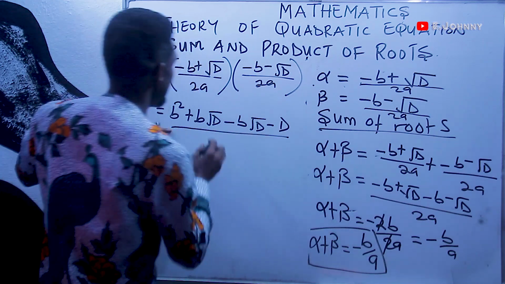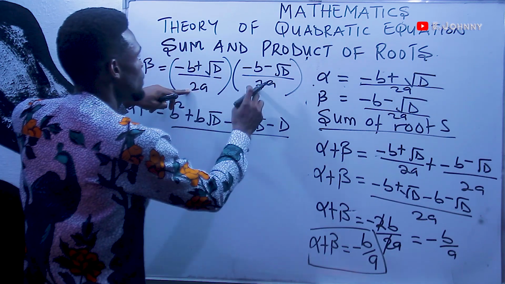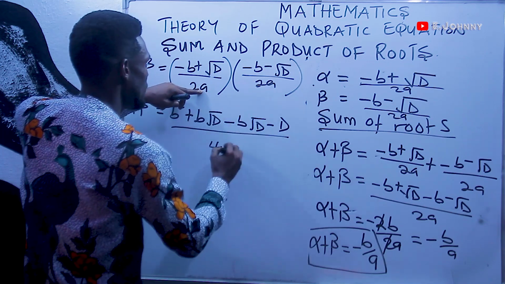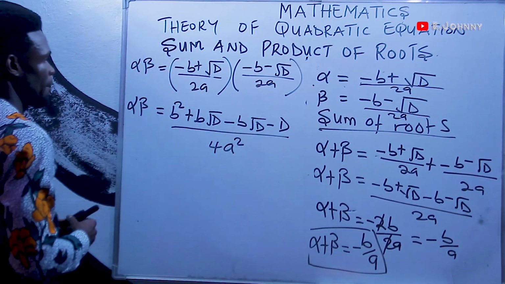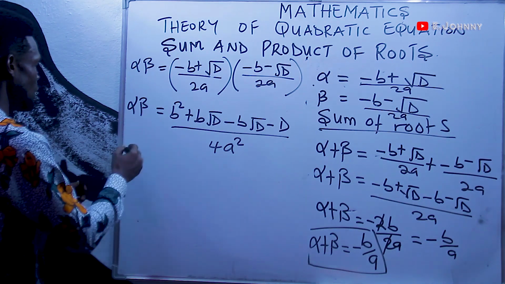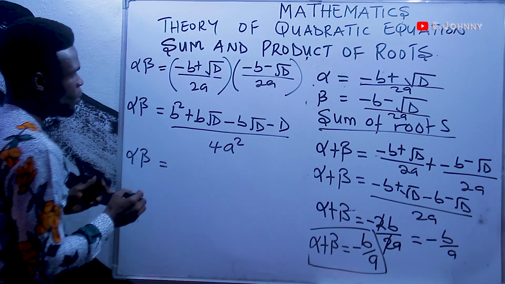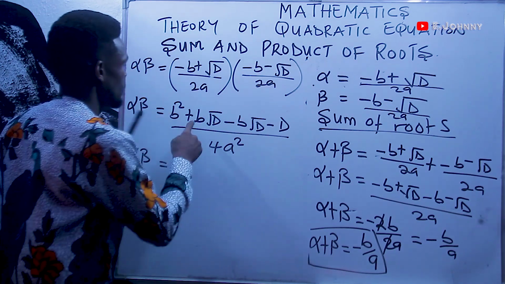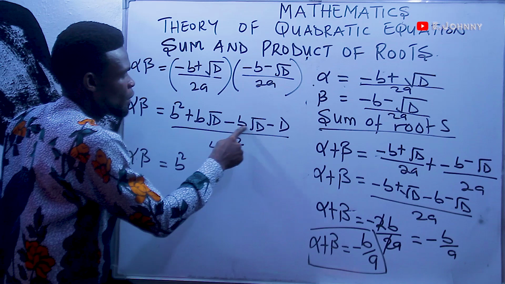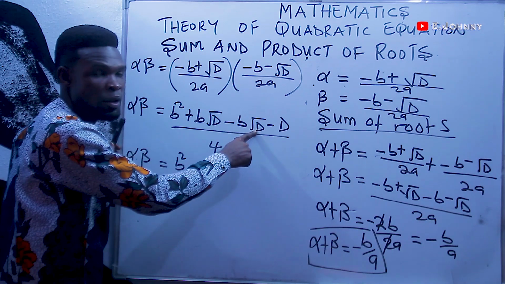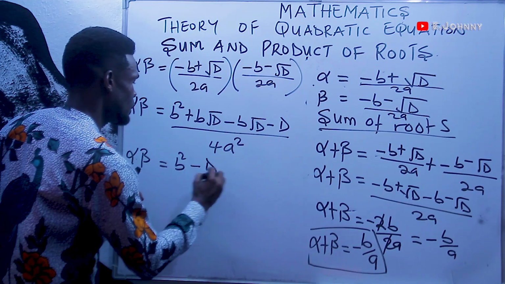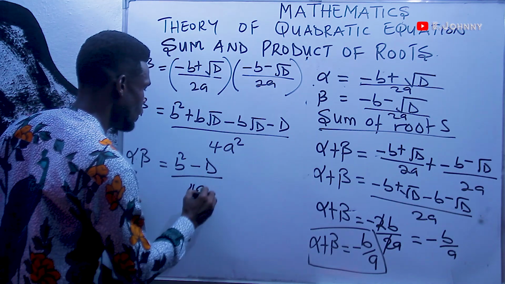Okay. Divided by 2a times 2a, 2 times 2, 4, a times a, a squared. Alpha beta will be equal to b squared. B root D minus b root D is gone, is 0. Then minus D, all over 4a squared.